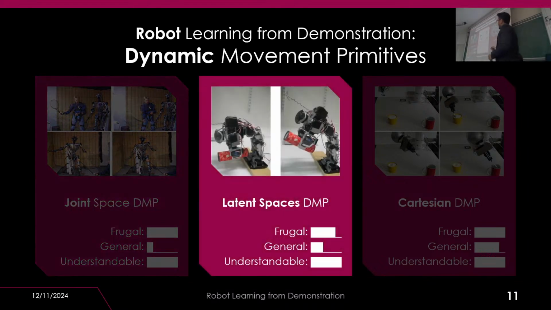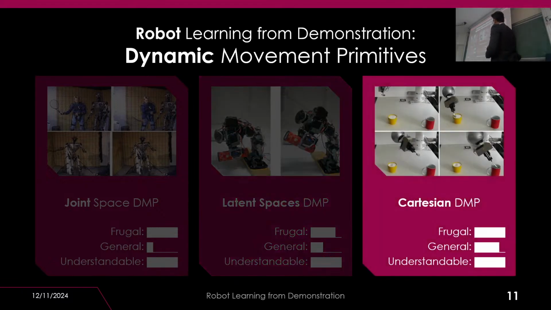Latent spaces, a mid-ground between joint and Cartesian space, allow for merging both concepts within a manifold, an abstract manifold that represents the relationship between the kinematic chain and the end effector space. Rather frugal, not too general because, again, it still relies on a specific kinematic chain and its nature, and although very understandable, not necessarily our solution.